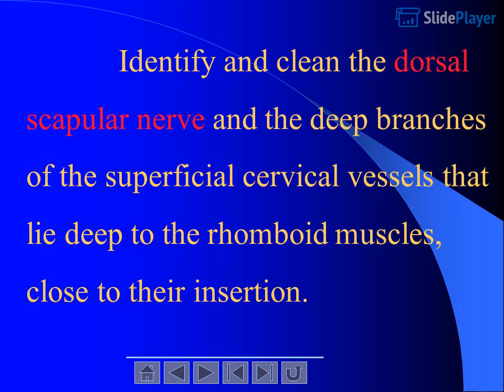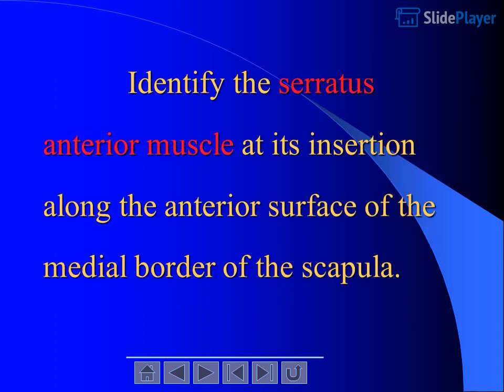Identify and clean the dorsal scapular nerve and the deep branches of the superficial cervical vessels that lie deep to the rhomboid muscles, close to their insertion. Identify the serratus anterior muscle at its insertion along the anterior surface of the medial border of the scapula.